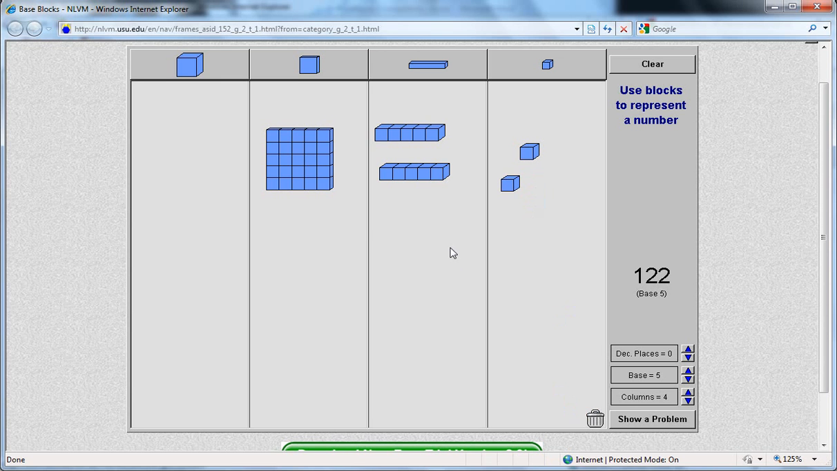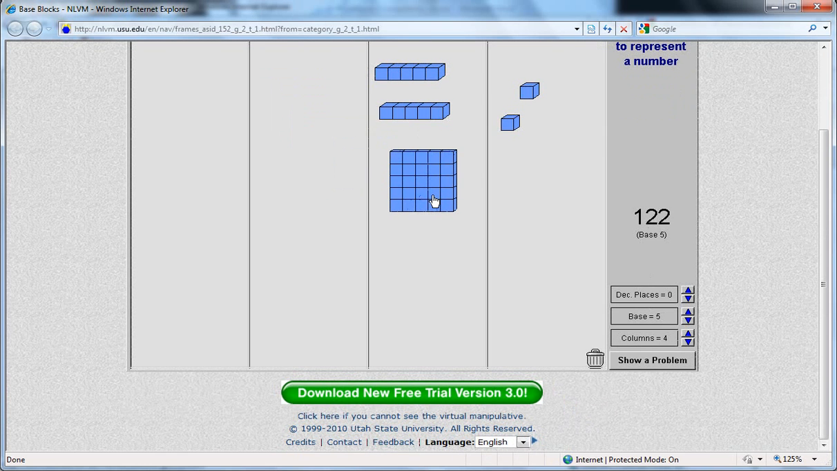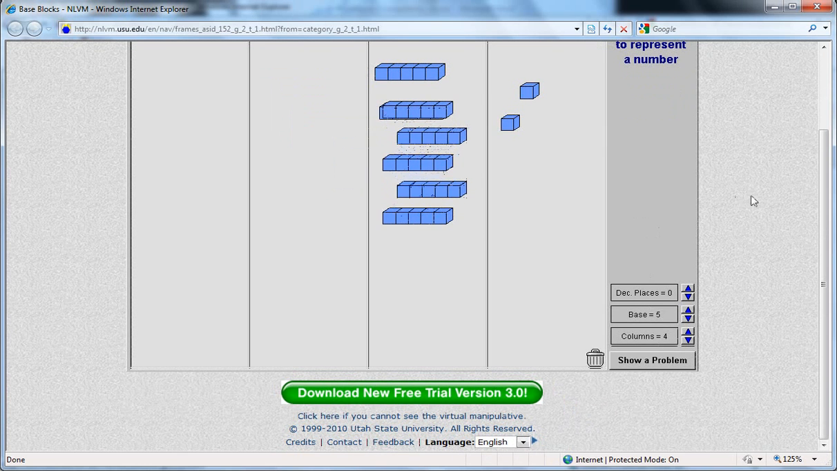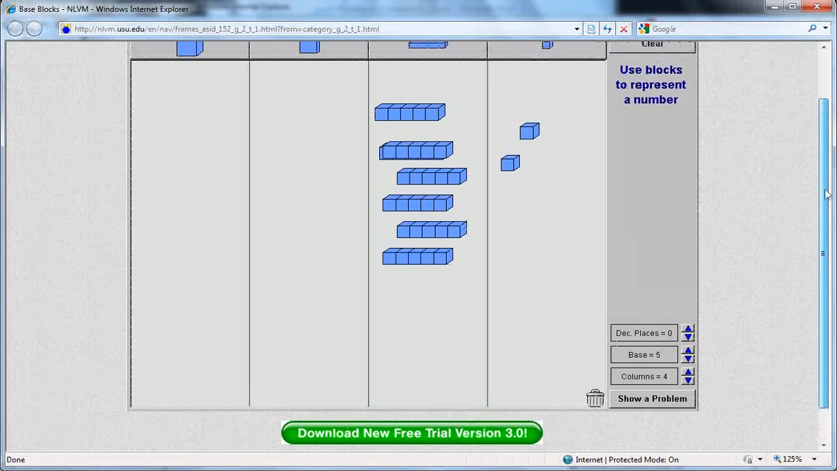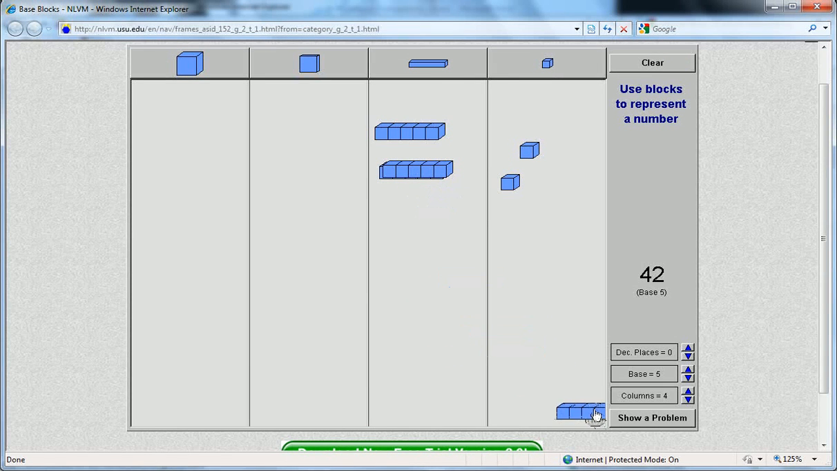Now I need to subtract my 4 longs. I don't have 4 longs to subtract, so I need to bring my flat over and exchange it for 5 longs. Now I have 5 longs that I can subtract. So that's 1, 2, 3, 4. And if you notice, your answer is 3, 2 base 5.